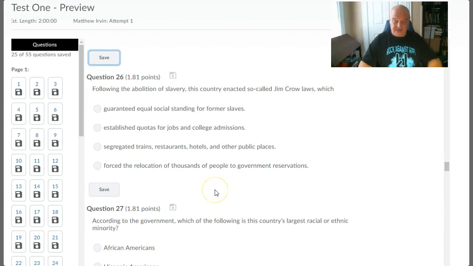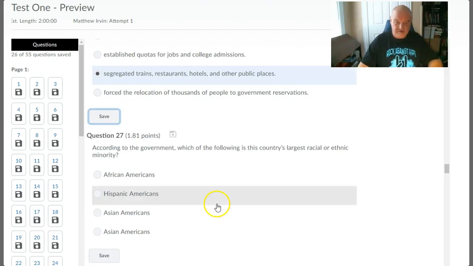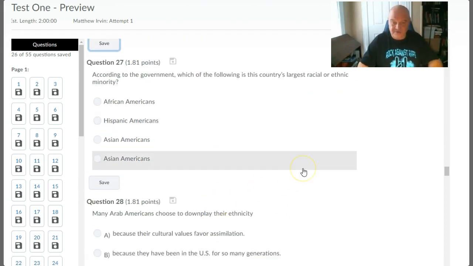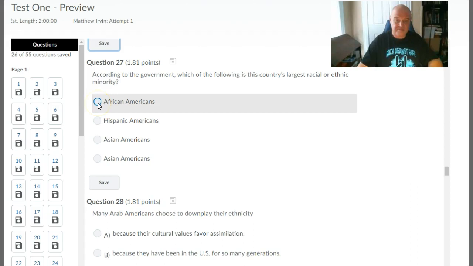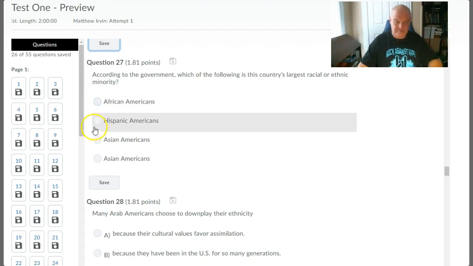Question 26. Following the abolition of slavery, this country enacted so-called Jim Crow laws, which segregated trains, restaurants, hotels, and other public places. Question 27. According to the government, which of the following is the country's largest racial or ethnic minority? That's Hispanics.